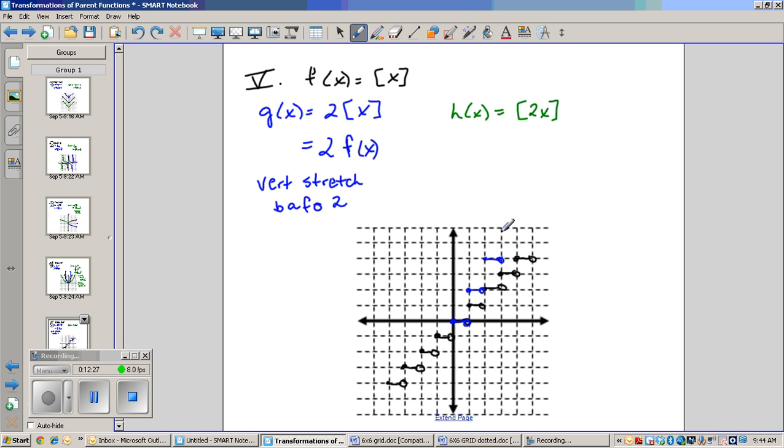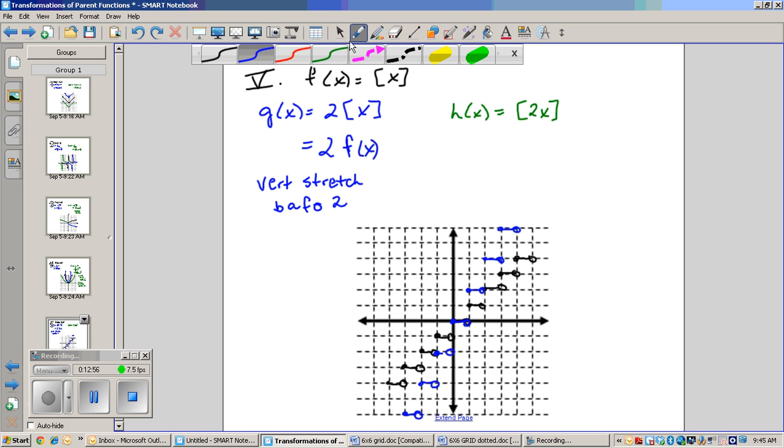What's happening? These steps are not 1 unit apart. These steps are now 2 units apart. See that? -2 would go to -4. And -3 would go to -6. And -4 is not on there. So, I spread the steps out.